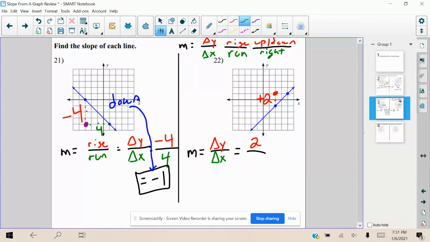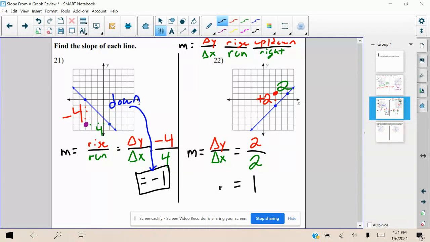We want to get back on the line. So we're going to start at the point we ended. We're going to pivot. We're going to turn. Let's see how many spots we need to go to get back on the line. We go 1, 2. So we went 2 to the right. So we have 2 divided by 2. We ask ourselves, well, can we simplify that?